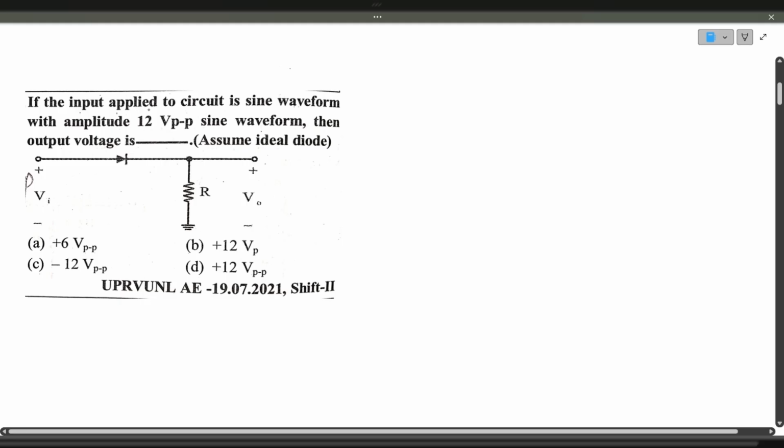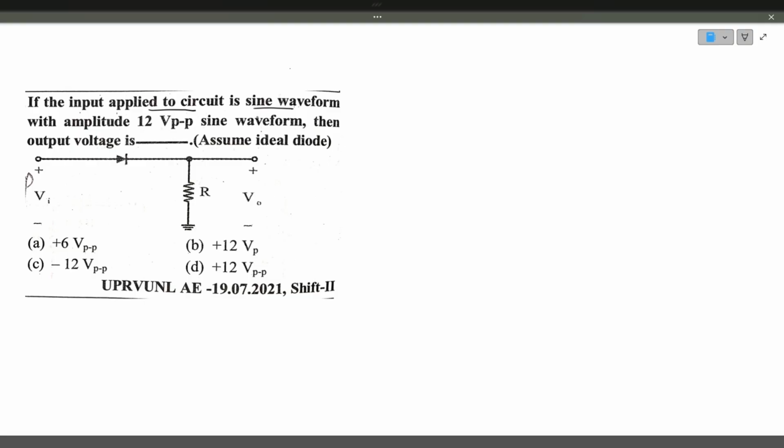If the input voltage applied to the circuit is a sine wave with an amplitude of 12 volts peak to peak, then the output voltage is? Now, the input voltage is a sinusoidal waveform of 12 volts peak to peak. 12 volts peak to peak means the positive peak is 6 volts and the negative peak is also 6 volts, that is minus 6 volts. In total, it is 12 volts peak to peak.